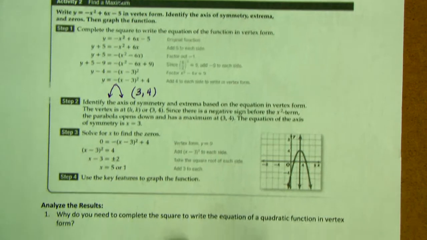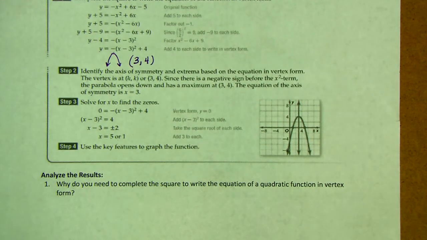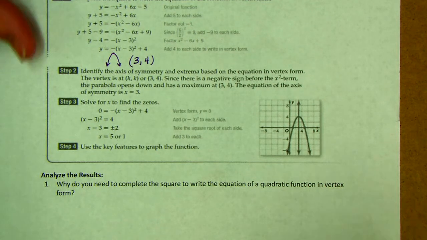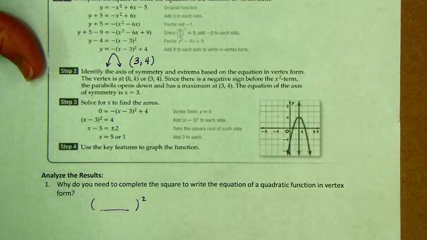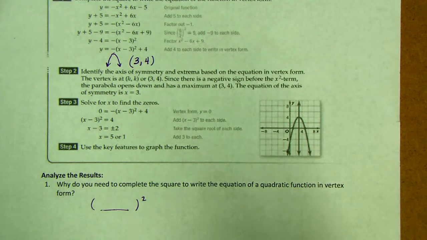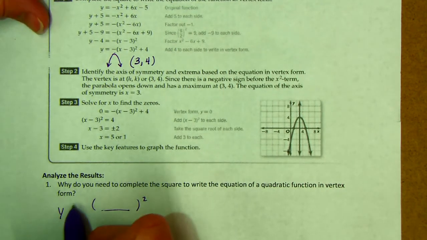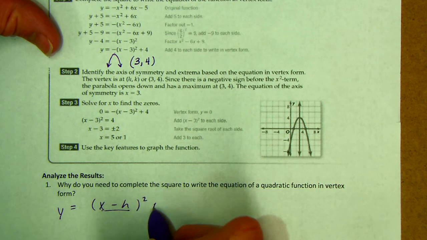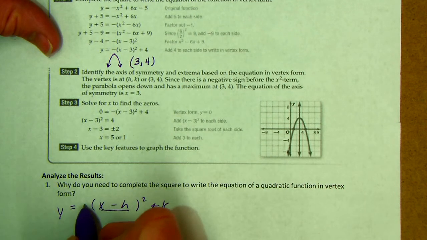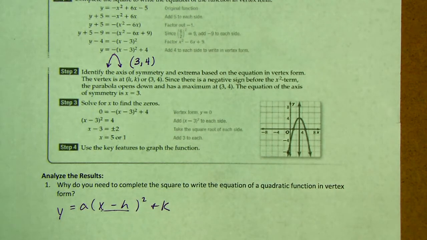All right, so why do you need to complete the square to write the equation of a quadratic function in vertex form? Well, you need to complete the square because you need to put it into a binomial that is squared. You need the binomial squared to put it into vertex form. And so you need this right here. So you have to complete the square because you need a squared binomial in there.